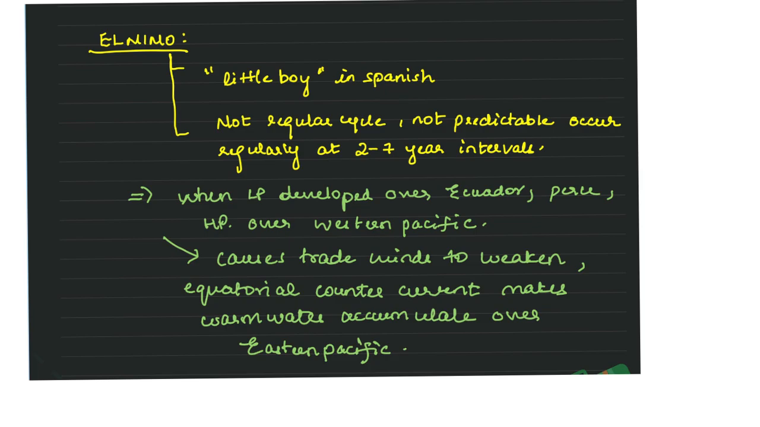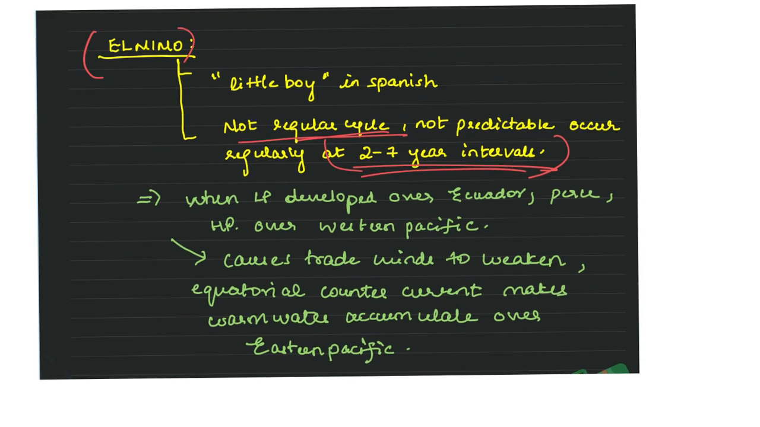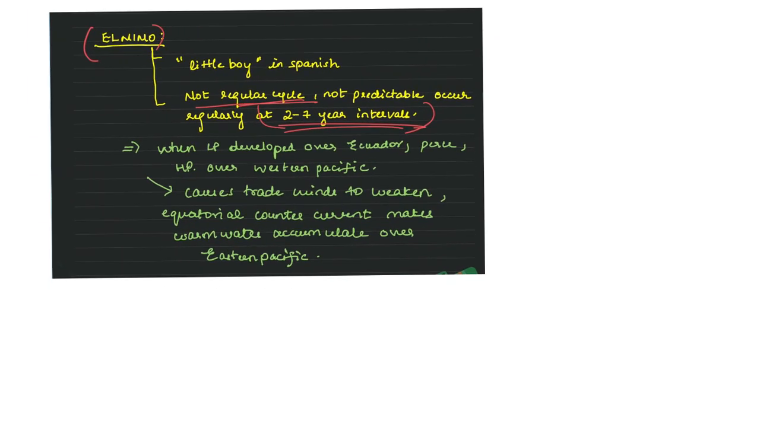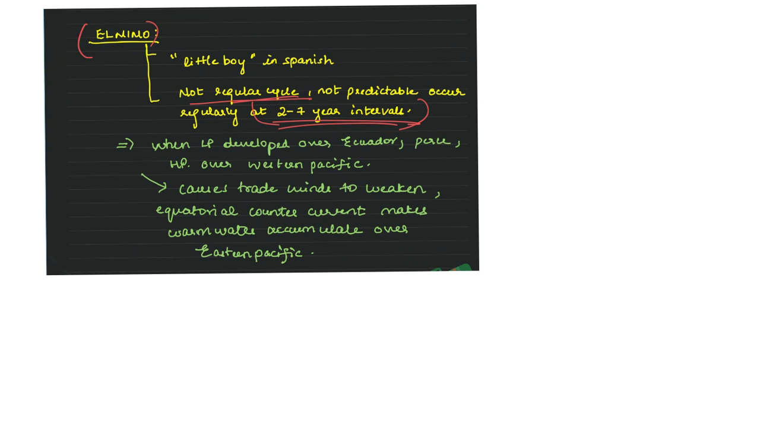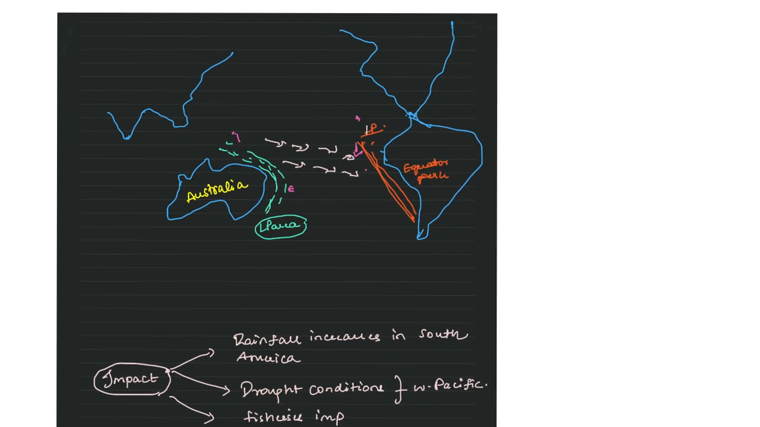So next we'll move on to the concept of El Nino. So in El Nino, what is happening, it is not a regular cycle like La Nina. Okay, so it is just once in 2 to 7 years that El Nino will be happening. Okay, so in El Nino, what happens, it is a reversal of La Nina. So in La Nina, what we have seen, it is a reversal of La Nina, isn't it.